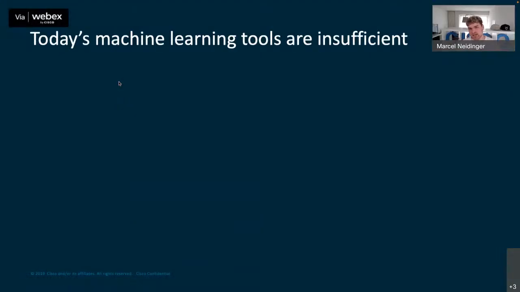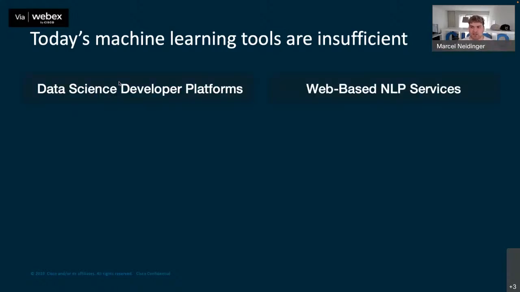And if we look at the landscape of what you can do, there are basically 2 different types of deployments, or two different types of ways you can go about building such a platform, right? That you can go about building a bot, or some sort of voice assistant, or something that can react to natural language. One is these data science development platforms, and then there are the web-based NLP services.